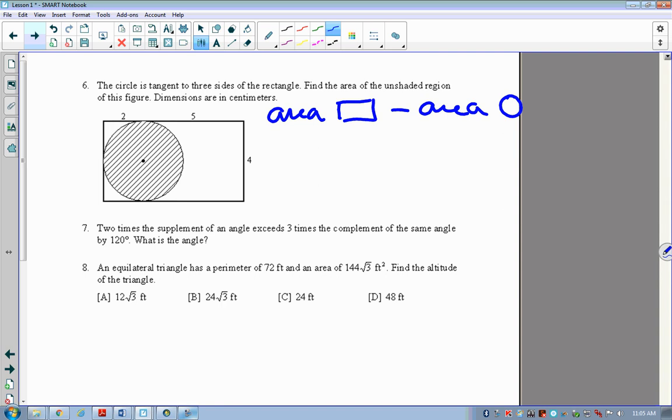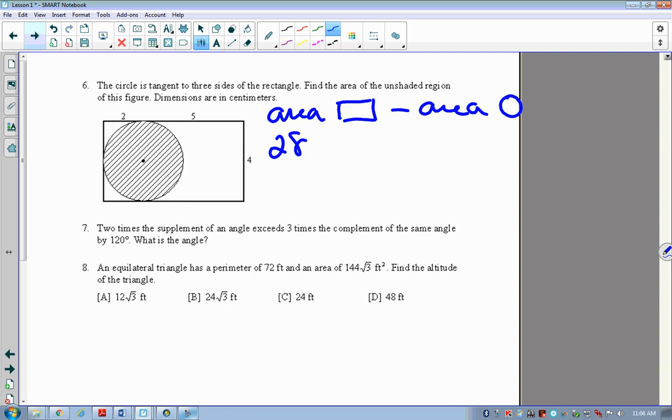Base times height. What's the base of this? Lexi, what's the base of the rectangle? 7. All right, or length times the width. What's the width? 4. So we got 7 times 4. So what's the area of the rectangle? 28.